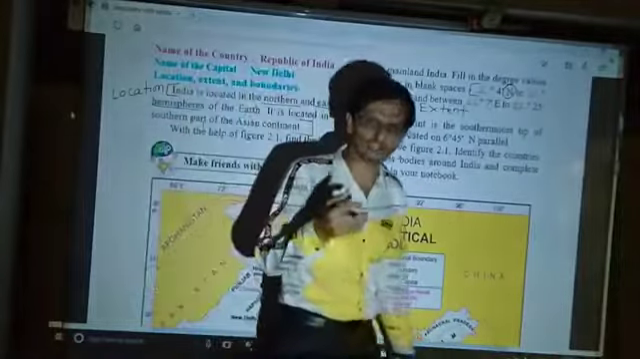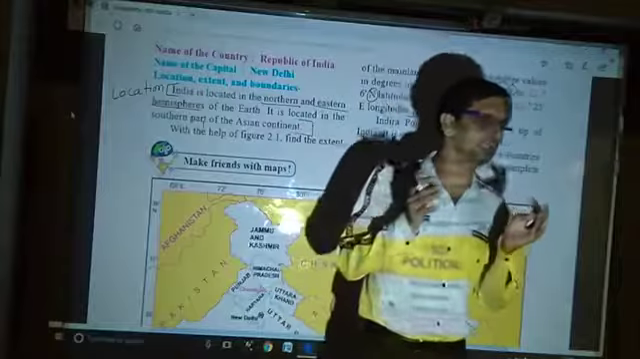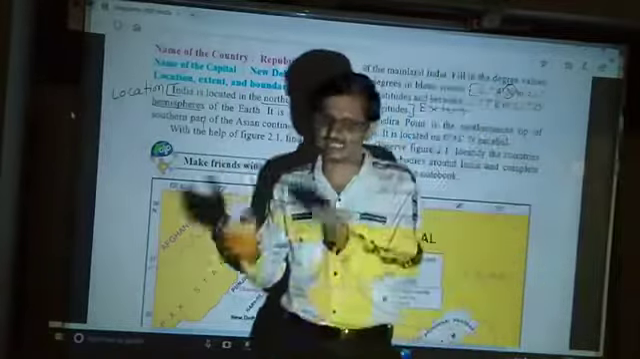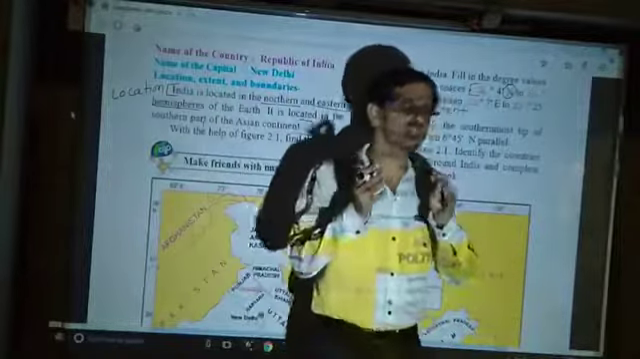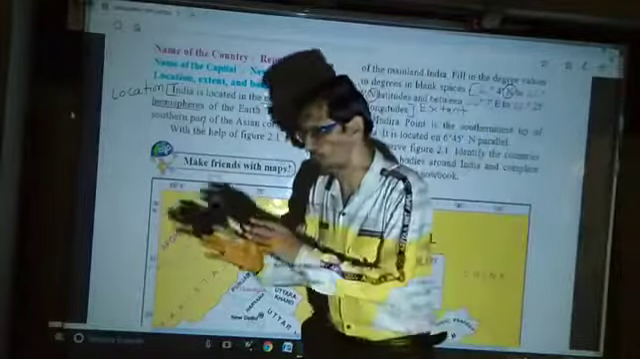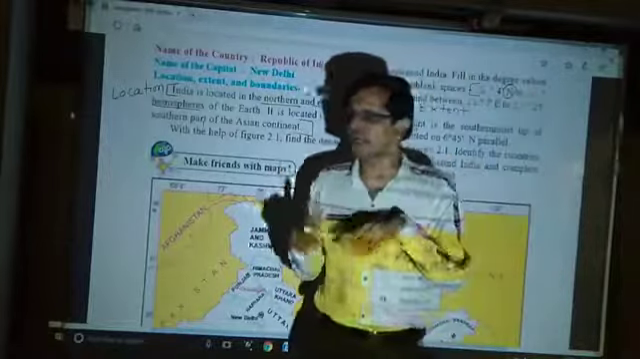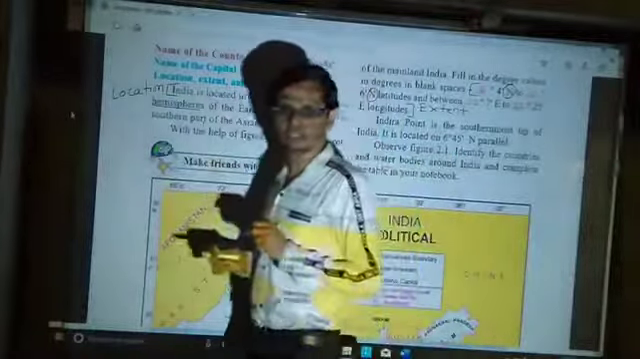Whether you calculate the extent of India, Brazil or any country, first you go by latitude and then you go by longitude. First you have to calculate latitude and afterwards you can calculate longitude. Okay.